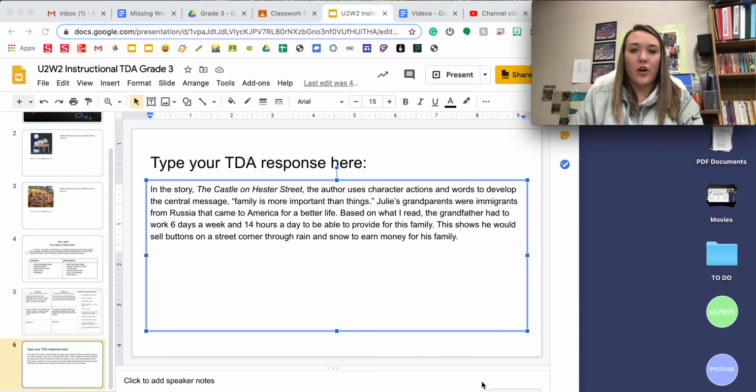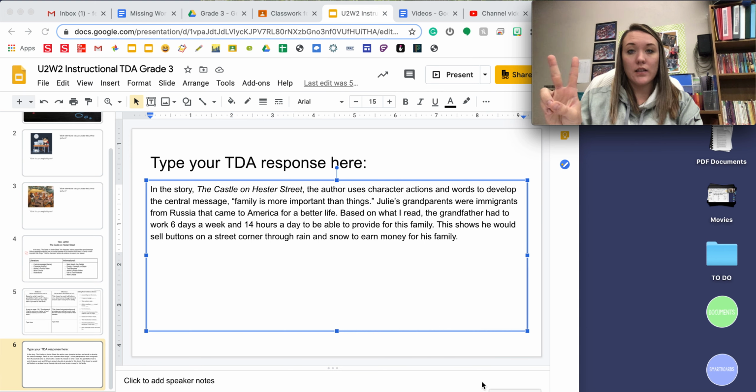Third grade, we are on our last day of our instructional TDA. We are going to finish up writing our paragraph today and then read through the entire thing to make sure it makes sense. Just a reminder, yesterday when we started writing our TDA, we had our introduction sentence. This included the story title, the elements, and what the central message was.